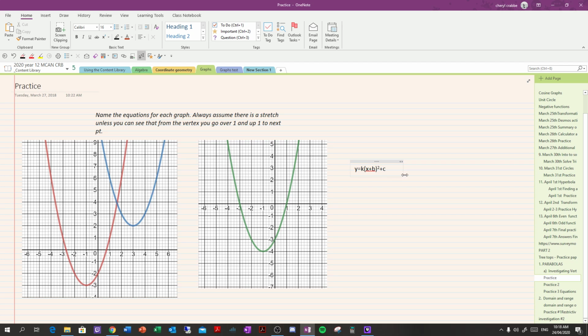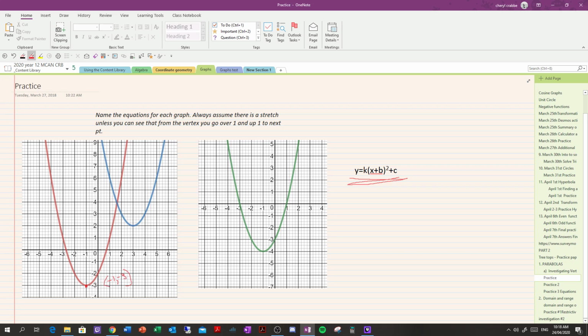Let's see. So I'm going to use this form here just because if I look at this red one here, I can figure out what the vertex is. I know what the vertex is right here. And if I know what the vertex is, then the best idea here is to use your vertex form equation, knowing that k is my stretch, and then so on, and what b and c are. So this has a vertex at -1 and -3.